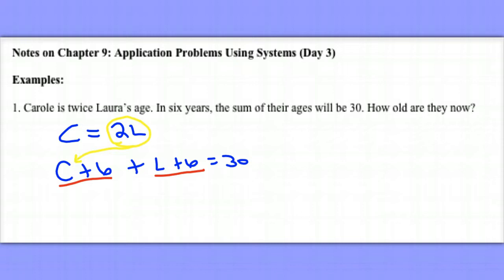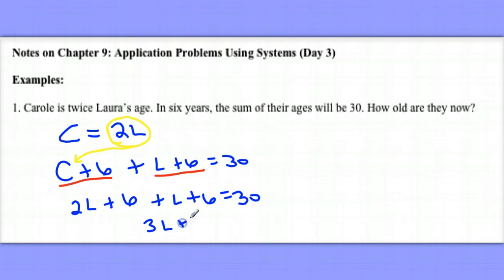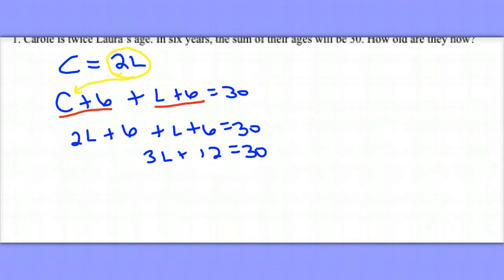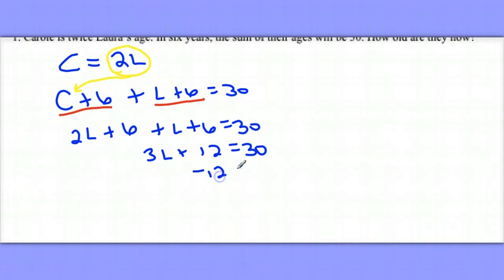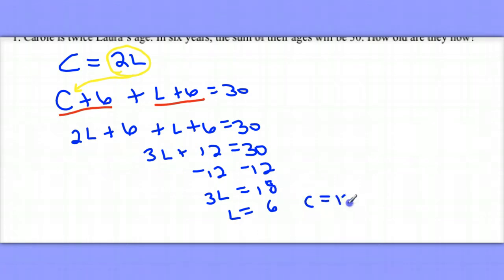So I'm going to have 2L plus 6 plus L plus 6 equals 30. And when I combine like terms, I'll have 3L plus 12 equals 30. And then if we subtract 12 from both sides, we'd have 3L is equal to 18, which means that L is 6. And since Carol was twice as old as Laura, Carol would be 12.